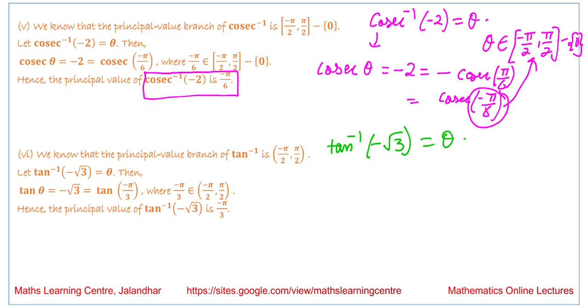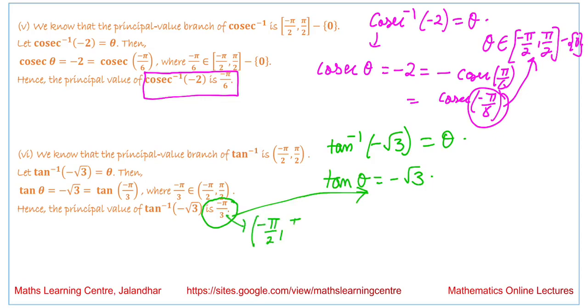We are saying this is equal to theta. So we are interested in the value where tan theta should be equal to minus root 3, and we know that the value of theta satisfying this is minus pi by 3, and this value lies in the interval minus pi by 2 to pi by 2.